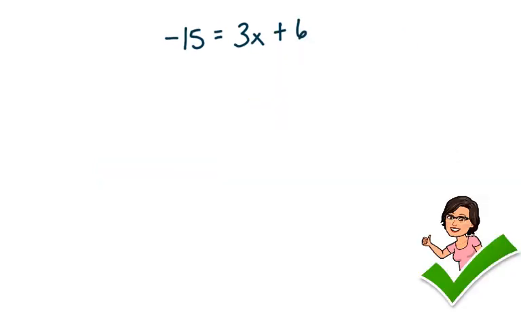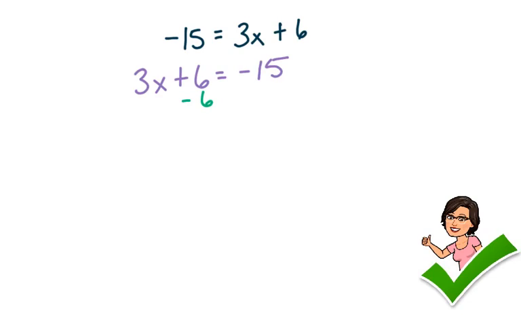All right, let's try another one. Hey, wait, they put it on the opposite side. It's okay. It's all right. We have two choices. We can either solve it like it is, or we can move it over. We can put 3x plus 6 equals negative 15, and that's okay too. Either way is fine. You choose how you want to do it. I'm going to leave it like this.